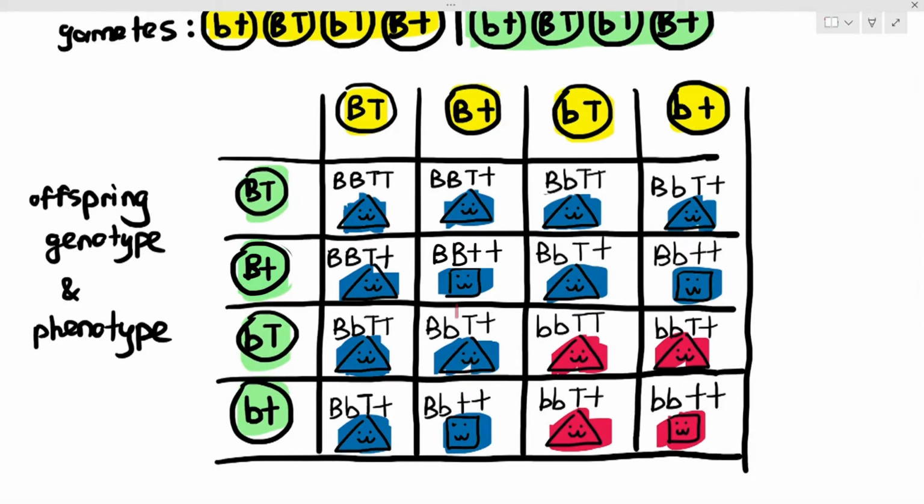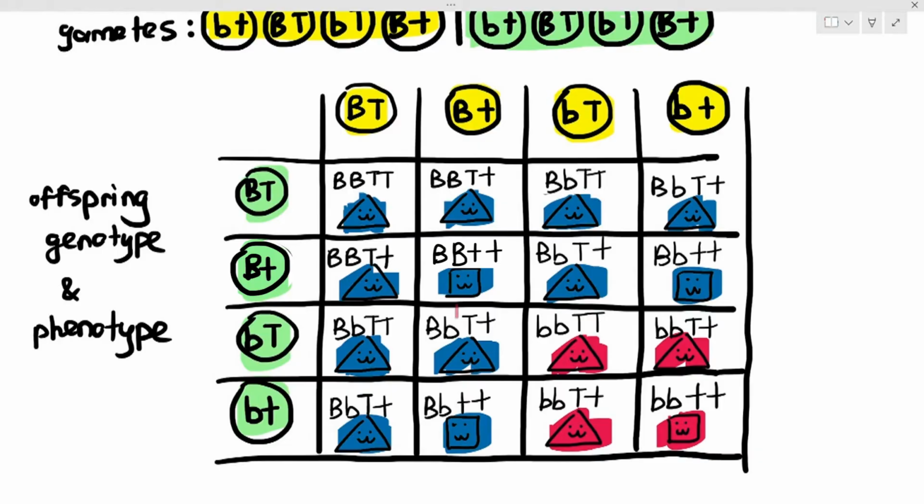Now, some students will ask, in the exam, do I have to draw out the phenotype? No, write it out. So write out the phenotype as blue triangle, blue square, red triangle, red square. Put in the phenotypes together with the genotypes in the same box.